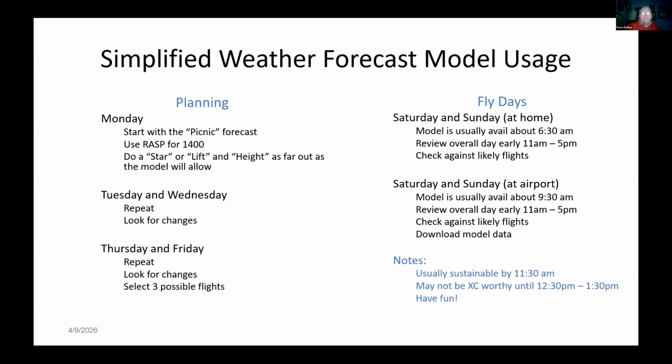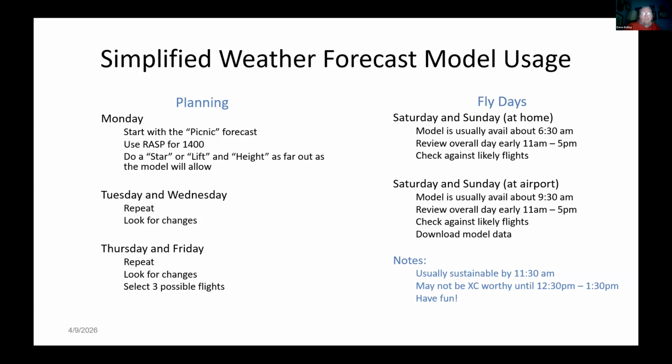I download the model data. Especially when I get back in the mountains, I don't necessarily have a good cell phone connection, so I can't depend on getting the model data or the real weather data back in there. So I download it and I load it onto my tablet and into the computer that I'm using in the cockpit.